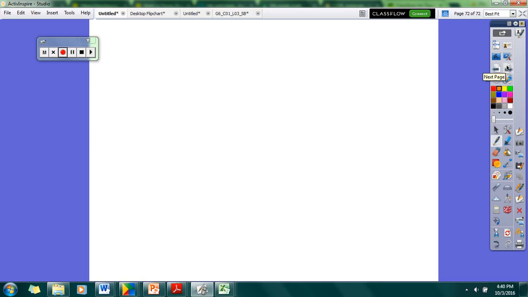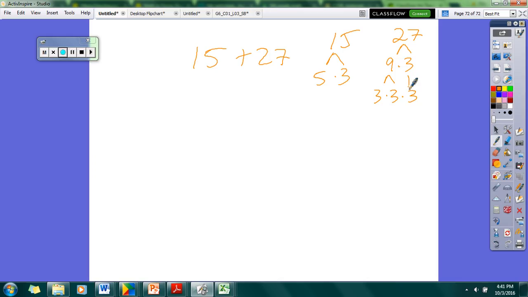Okay? So if I have 15 plus 27, I got to think about what is the greatest common factor of these two numbers that I can pull out. One way to do that is to find a factor tree and go 5 times 3, 9 times 3, to get 3 times 3 times 3. Okay? So I'm going to look for the common factor, the greatest common factor. I have a 3 and a 3. That's the only factor I have. So my greatest common factor here would be 3, my GCF.